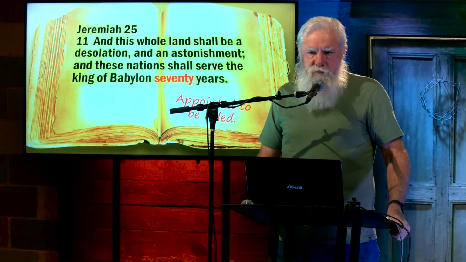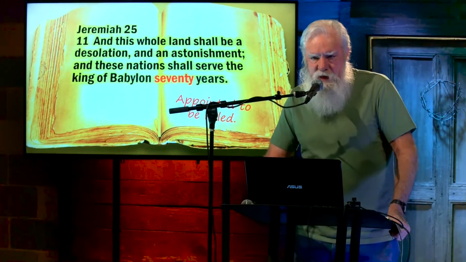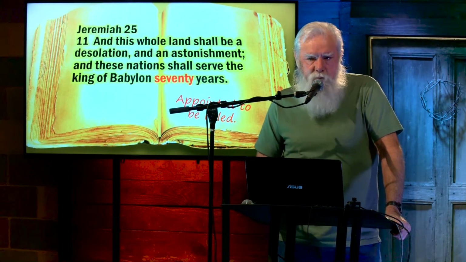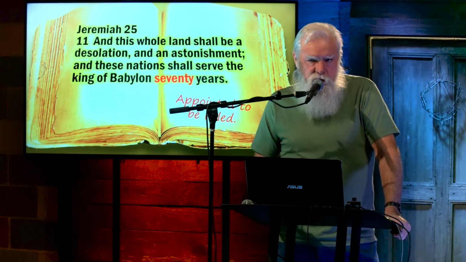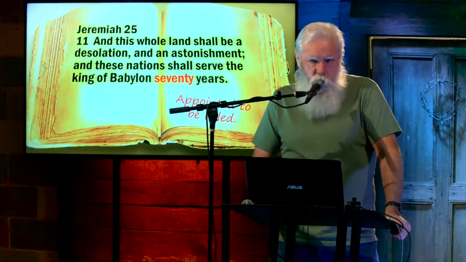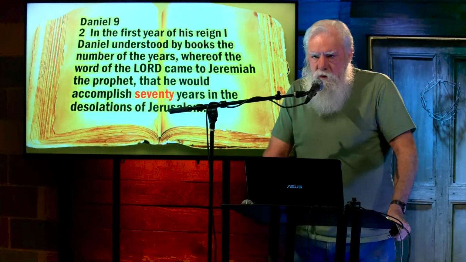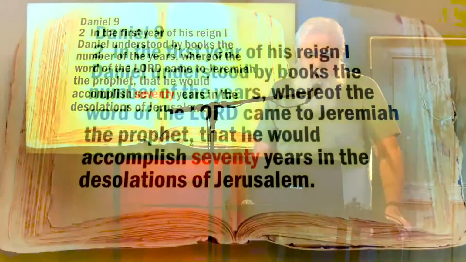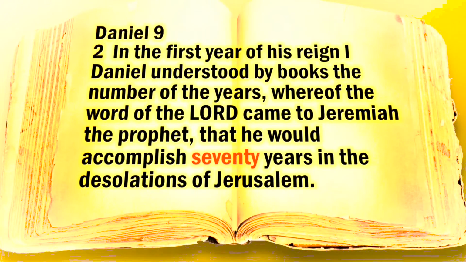Jeremiah 25: "And this whole land shall be a desolation and an astonishment, and these nations shall serve the king of Babylon 70 years." Can you see the appointment to rule right there? The appointment to rule. "The first year of his reign, I, Daniel, understood by books the number of the years whereby the word of the Lord came to Jeremiah the prophet, that he would accomplish 70 years in the desolation of Jerusalem." Those 70 years, they would be ruled by Babylon.